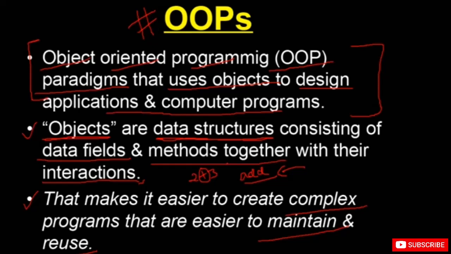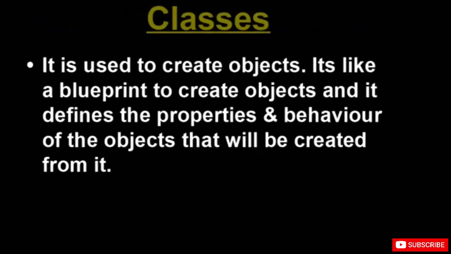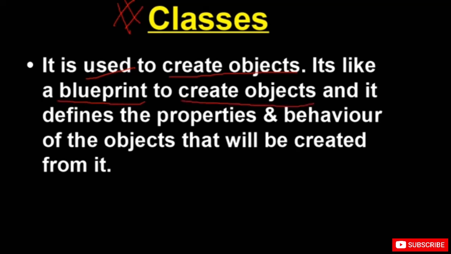Object-oriented programming in Python is based upon four fundamentals: classes, objects, inheritance, and polymorphism, and our cutie pie snake. Here it is. So what are classes? A class is used to create objects. It's like a blueprint that we prepare to create the object, and it defines the properties and behavior of the objects that will be created from it.